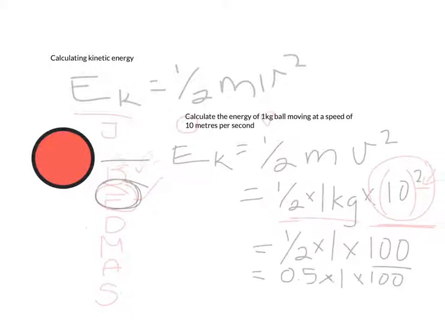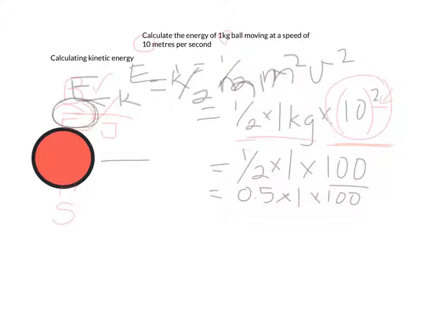and I'm running a little bit out of room here. So 0.5 times 1 times 100, some of you might have already done that in your head. If you haven't, you can go ahead and use your calculator, and the answer will be 50.